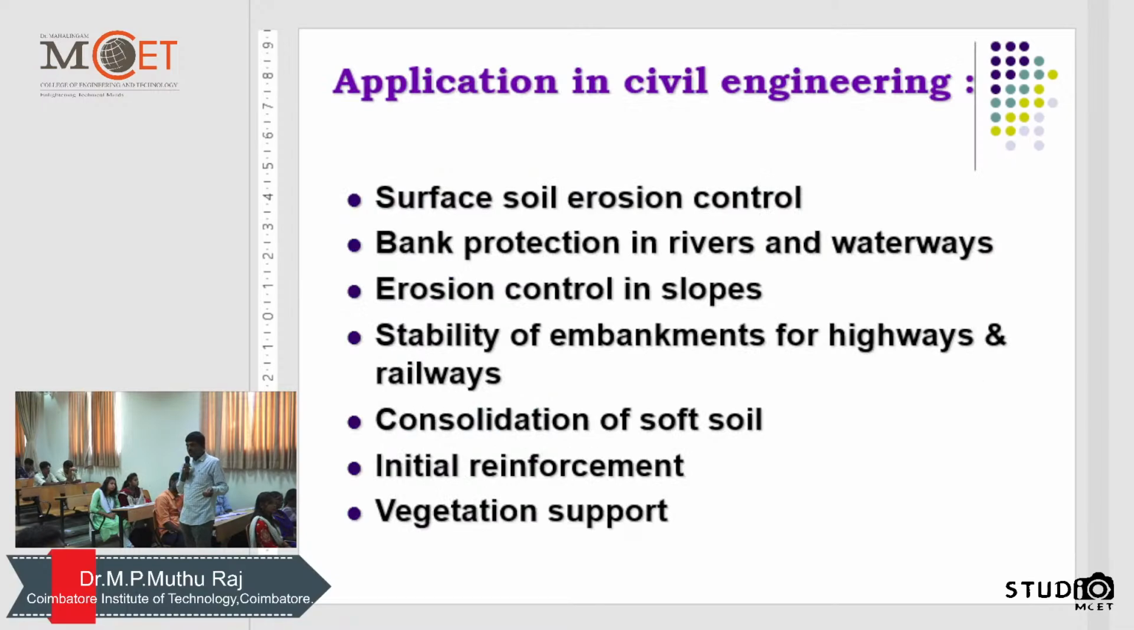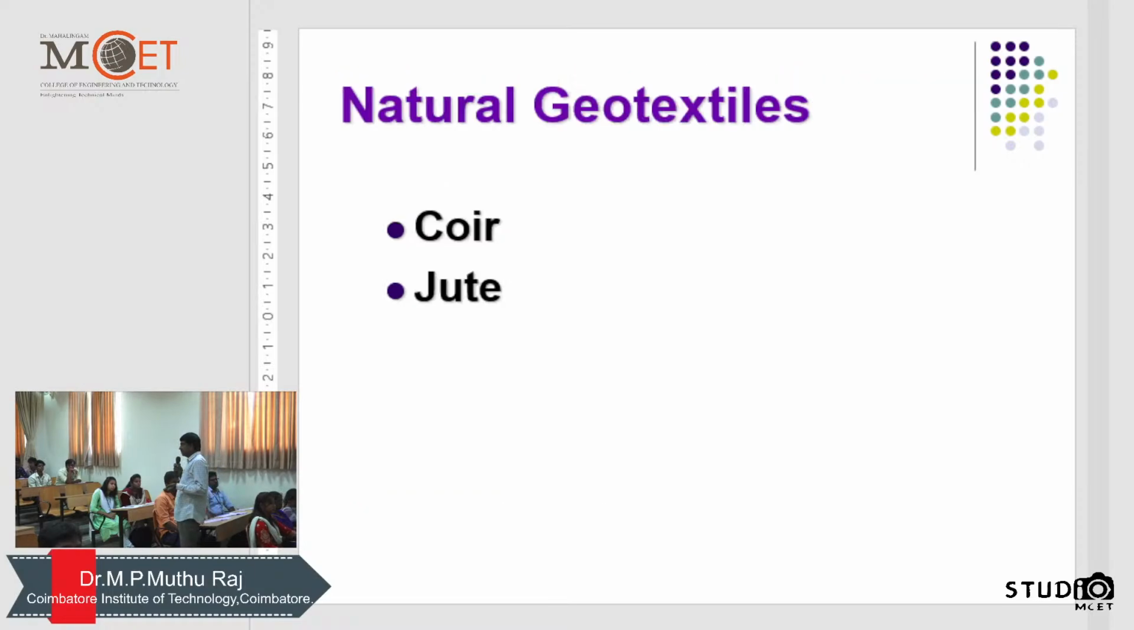And there are a lot of applications. You can see all these applications: soil erosion, bank protection, then we have stability, then consolidation, then vegetation support. In all these places we can use geotextiles. Now we can discuss the two types of natural geotextiles. One type is coir, another one is jute.